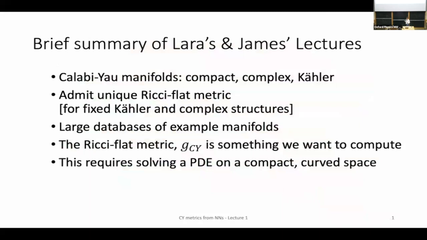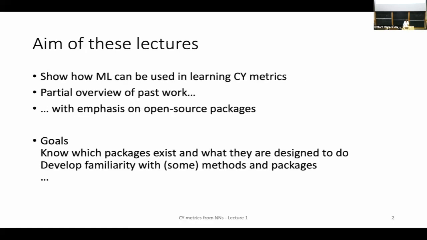What we know from Larry's and James' lectures is that we have these Calabi-Yau manifolds. They're compact, complex, and Kähler. They admit this unique Ricci-flat metric for fixed Kähler and complex structures. There are also these large databases of example manifolds that Lara mentioned. So we do have a nice playground where we can test our methods. We want to compute this Ricci-flat metric, and it requires solving a partial differential equation on a compact curved space. And we've heard about how that is highly non-trivial.